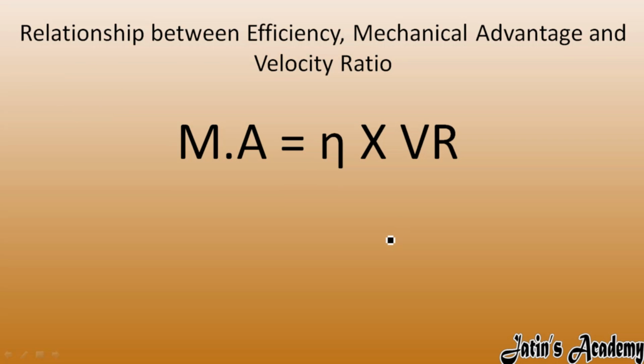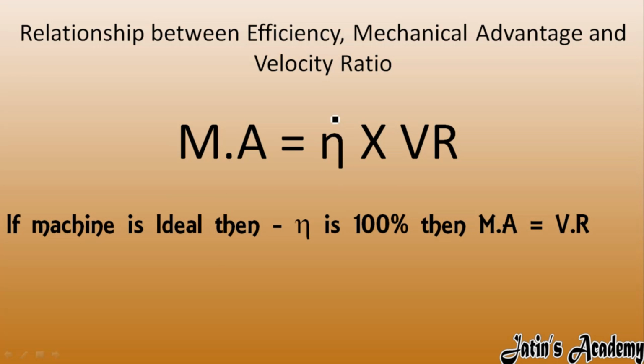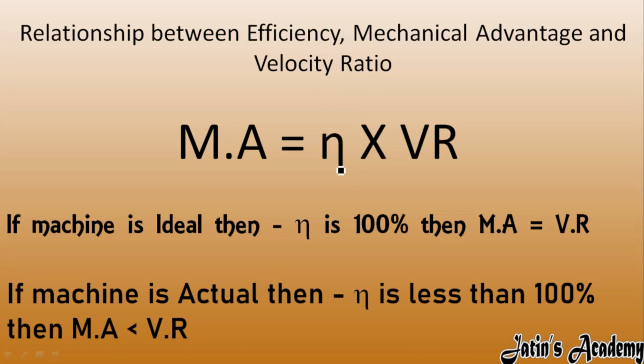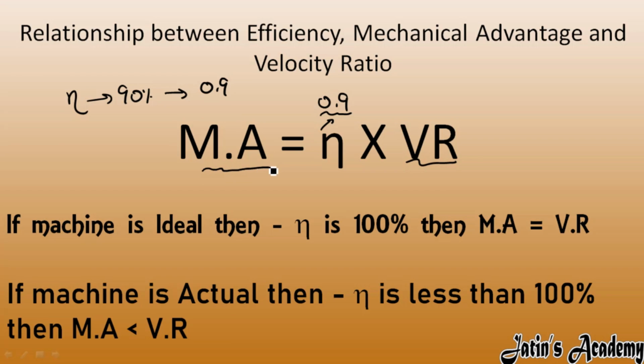Now here we have some important points, carefully see. For an ideal machine, efficiency is 100%. 100% means 100 by 100, that is 1. When efficiency is 1, mechanical advantage and velocity ratio are equal. Clear? Next, when a machine is an actual machine, efficiency is less than 100%. For example, efficiency is 90%. 90% means 0.9. So when you put the value 0.9, mechanical advantage is equal to 0.9 into velocity ratio. So the mechanical advantage value will decrease.